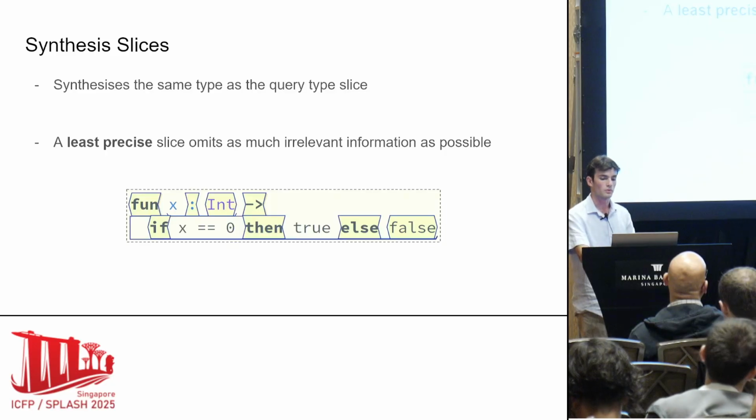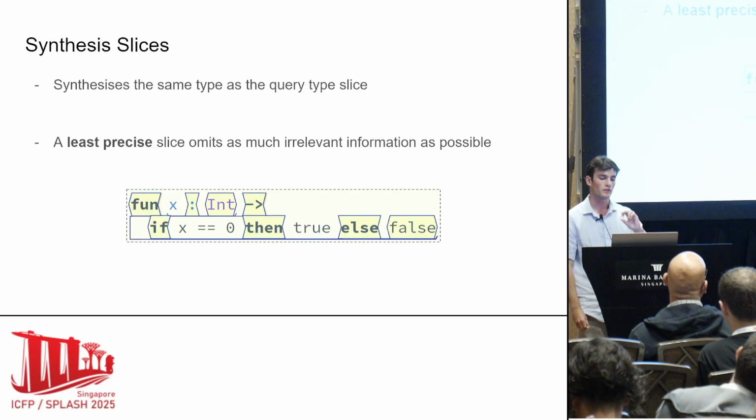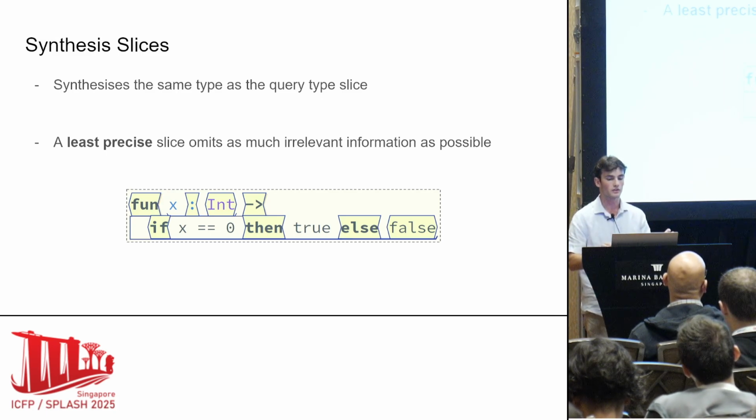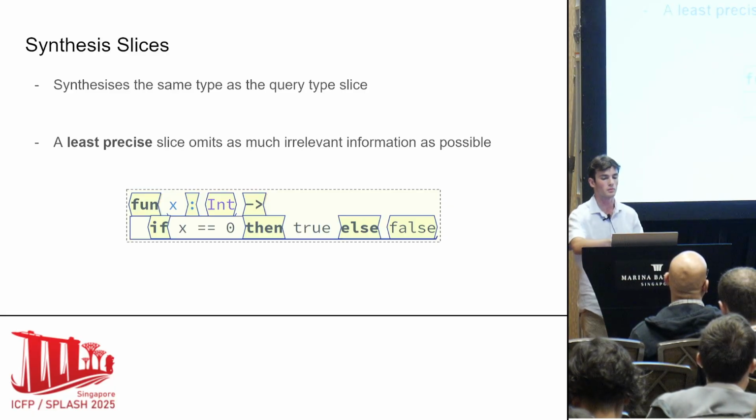So for example, this is the same is0 function from before, and it contains all the information required to determine that it's an int to int. So if I put that in Hazel and replaced all the non-highlighted bits with holes, it would still synthesize int to int.